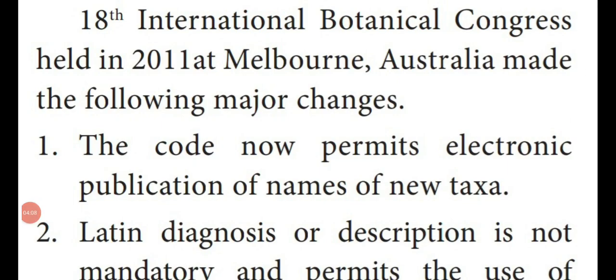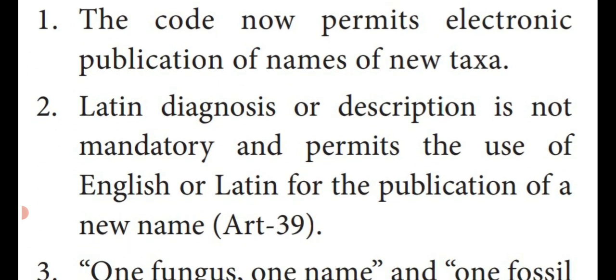Dear students, the 18th International Botanical Congress was held in Melbourne, Australia, in the year 2011. They made certain rules and regulations. Those changes are given here. First one, the code now permits electronic publication of names of new taxa. So electronic publication means through website or internet, we can give the new names of the plant based upon the newly formed character. That is said to be new taxa. That is the first rule. The code permits electronic publication of names of new taxa.